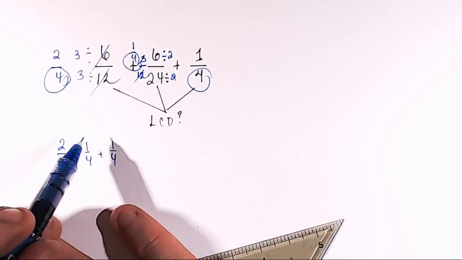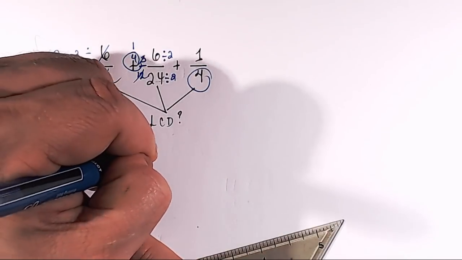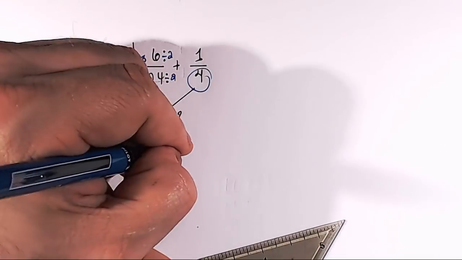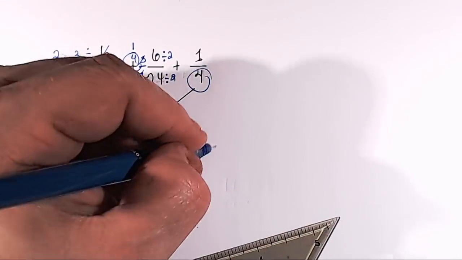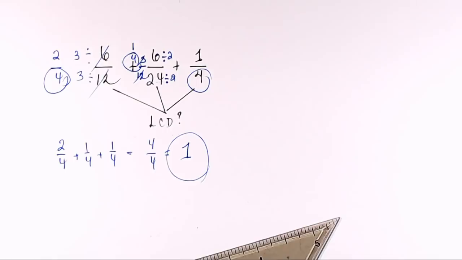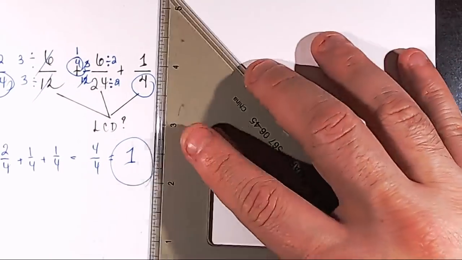Now you can just add the numerators. This equals 4/4, which equals 1. I love these answers when they come out nice numbers. 1. Okay, next question.